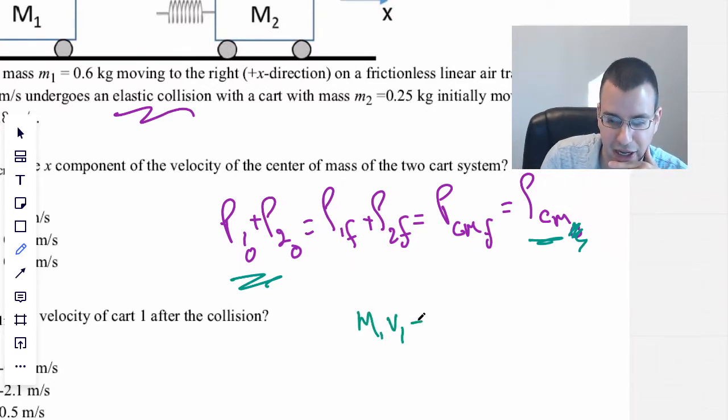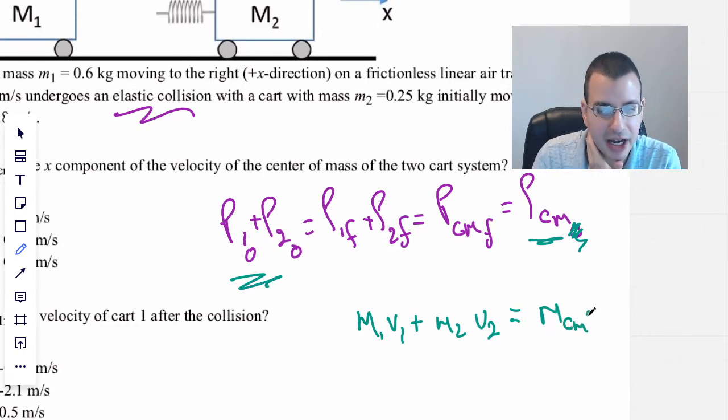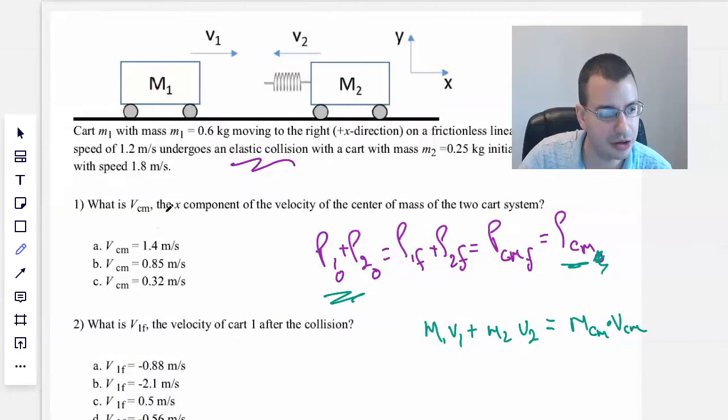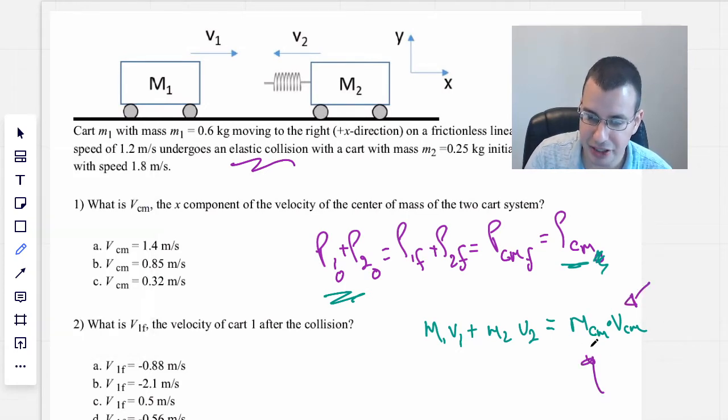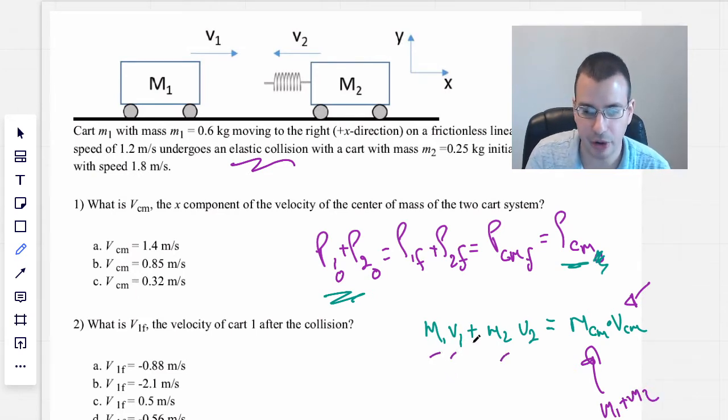Far deeper than I wanted to go in life, let alone this video. Okay, so mass of the center of mass times velocity of the center of mass. Now we've got our values. What is V_CM? We're going to say that velocity of the center of mass is this guy. The mass of the center of mass, I'm going to say that's M1 plus M2, and we've got our velocities here.